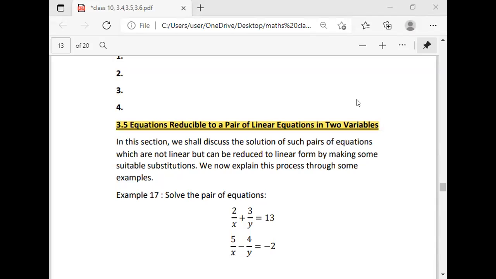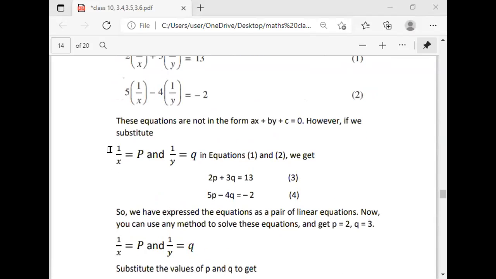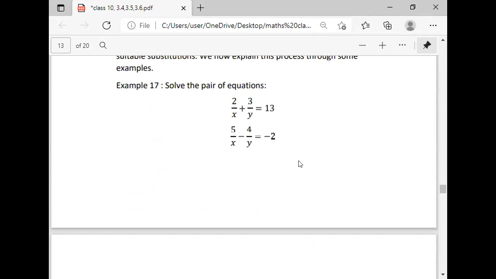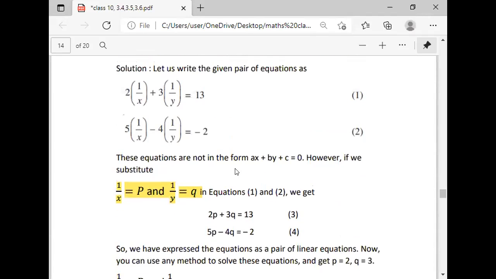Remember, that is the important method. See, 1 by x is equal to p and 1 upon y is equal to q. That is the key point here. Substituting that, we have reduced this equation to a linear equation. Then we can solve it in any way, whether using cross multiplication, substitution, elimination or even the graphical method. It depends only on you.